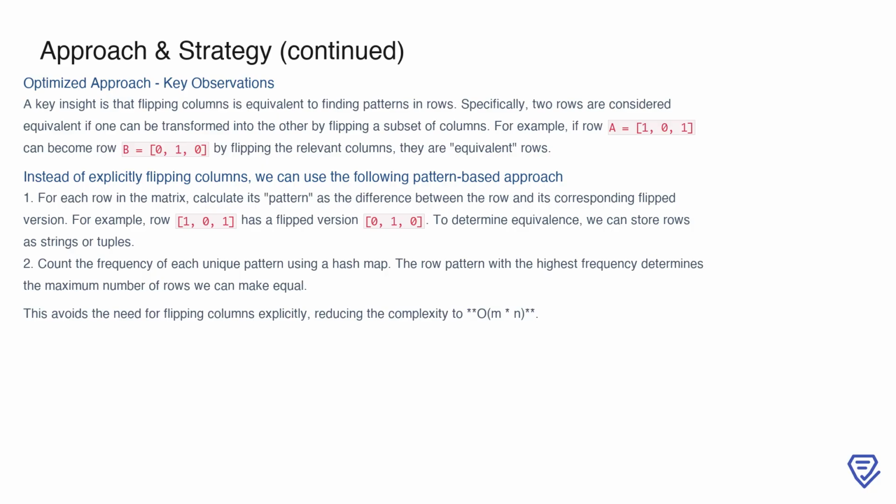Instead of explicitly flipping columns, we can calculate a unique pattern for each row that represents its relationship to its flipped counterpart. For instance, the row 1, 0, 1 has a flipped version 0, 1, 0. These patterns can then be stored as strings or tuples for efficient comparison. Using this approach, we count the frequency of each unique pattern with the help of a hash map. The pattern that appears most frequently corresponds to the maximum number of rows that can be made identical. This avoids the need to explicitly flip columns, reducing the complexity dramatically to O(m*n), where m is the number of rows and n is the number of columns.